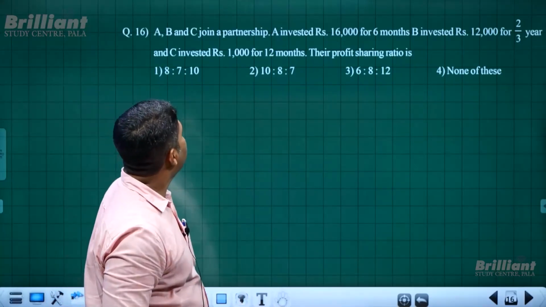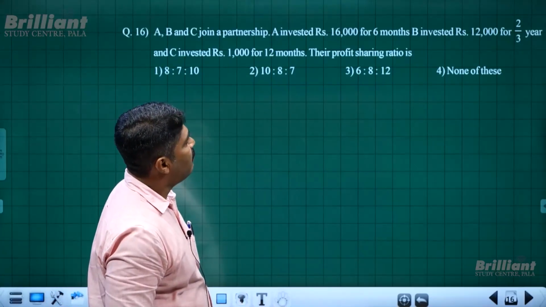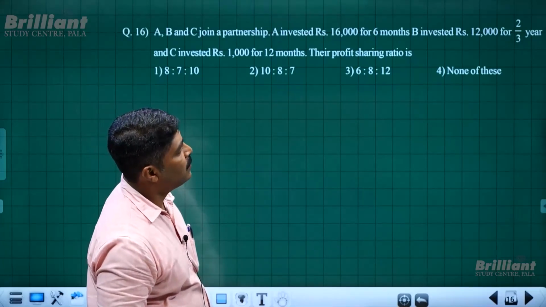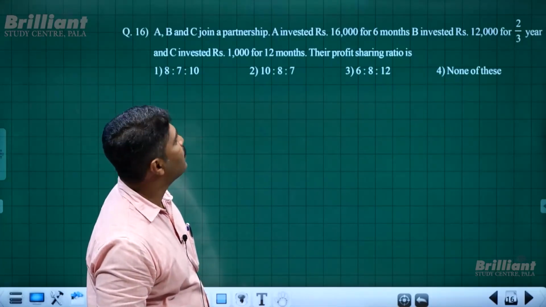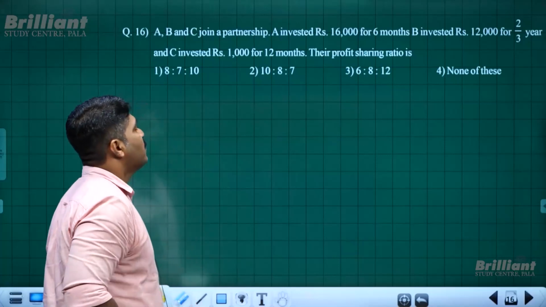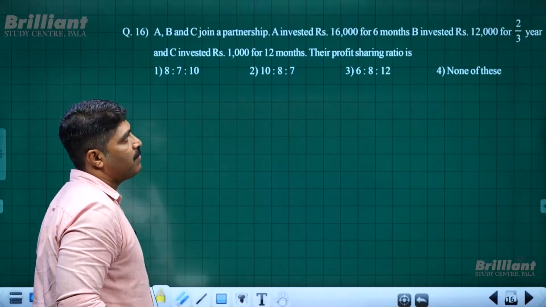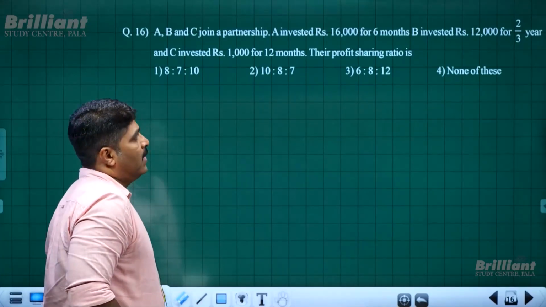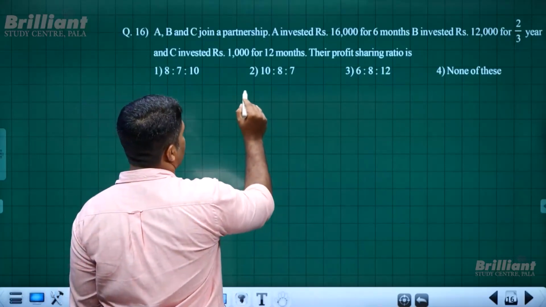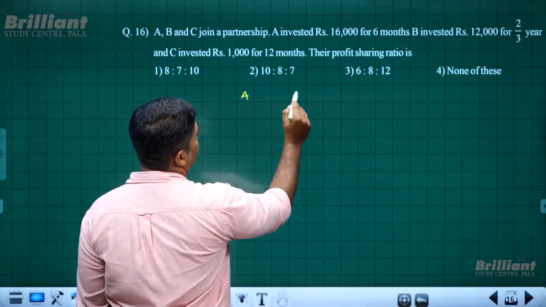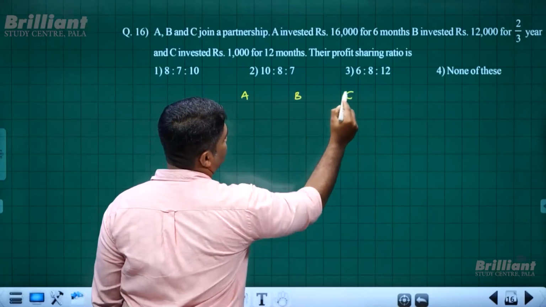Next question. ABC join a partnership. A invested 16,000, 6 months. B invested 12,000, 2/3 of the year. C invested 1,000 for 12 months. Their profit sharing ratio. That's an easy question. Here we just consider 3 persons, A, B, and C.